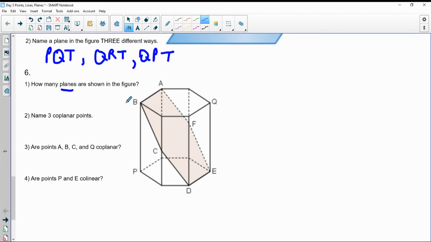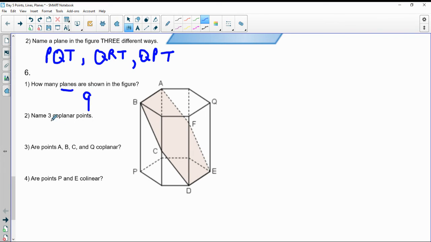And then I've also got the 3 in the front, these 3 rectangles, 1, 2, 3. And then there's 3 in the back, 1, 2, 3. So I've got 6 around here. Top, bottom, and middle. That's going to be 9 different planes shown.